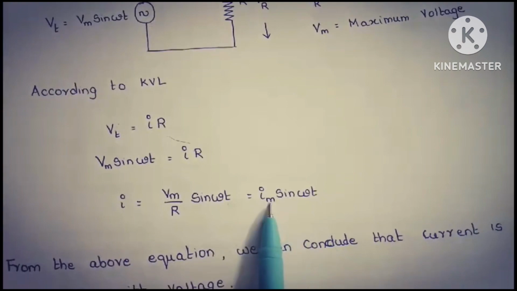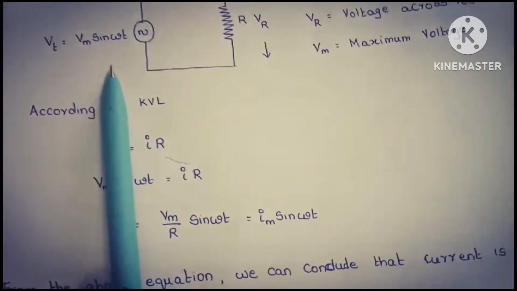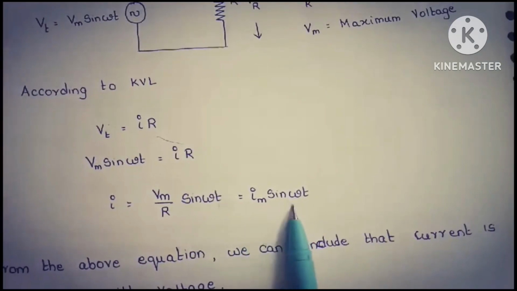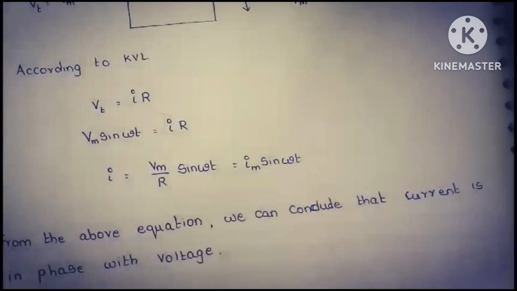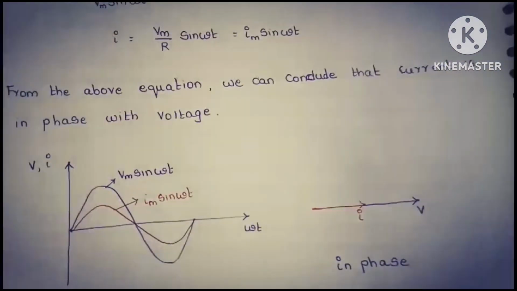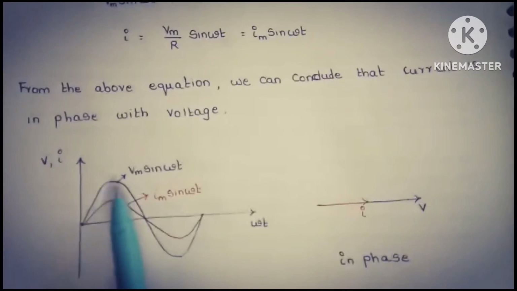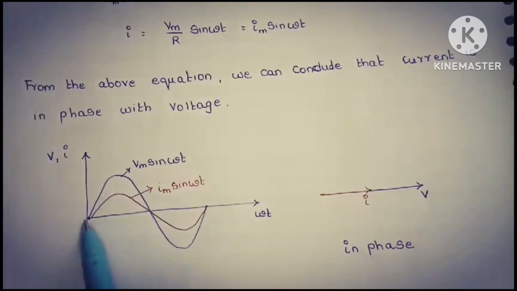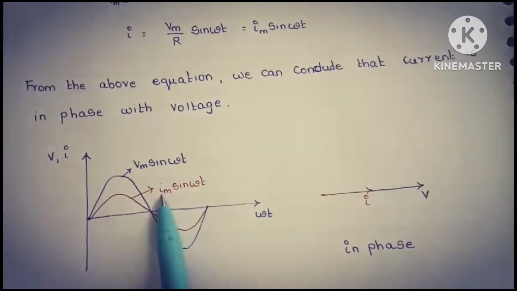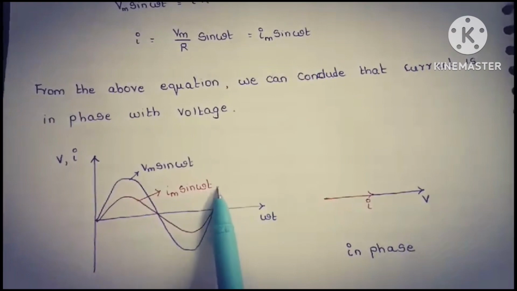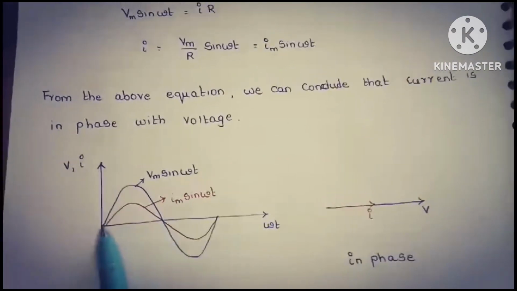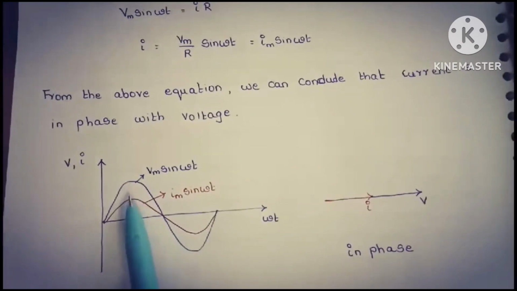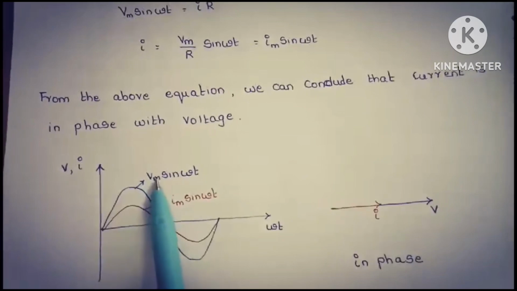When we compare the voltage and current equations, the voltage equation is Vm sin omega t, whereas the current is represented as Im sin omega t. These two equations can be represented in the form of a waveform. For Vm sin omega t, the reference angle is taken as 0, therefore the waveform starts from 0. For Im sin omega t, here also the angle is taken as 0. Here the magnitude is a little bit less than that of the voltage.